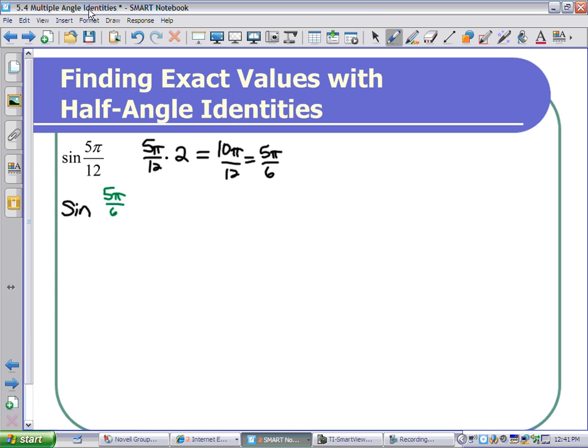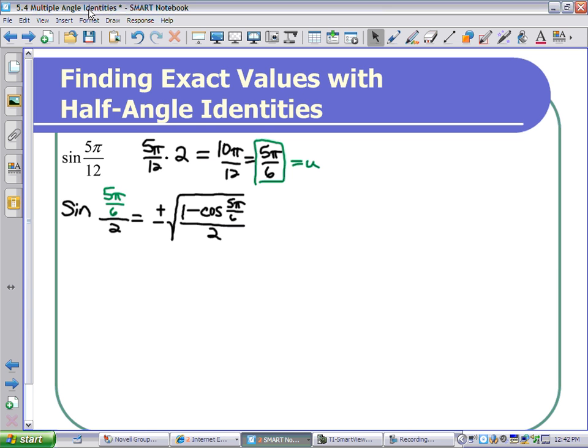over 2, 5 pi over 6 is u. So this 5 pi over 6, that is our u in the half angle identity that we're going to use. So sine of 5 pi over 6 over 2 is the same thing as the positive or negative square root of 1 minus cosine u, and u being 5 pi over 6, all over 2.